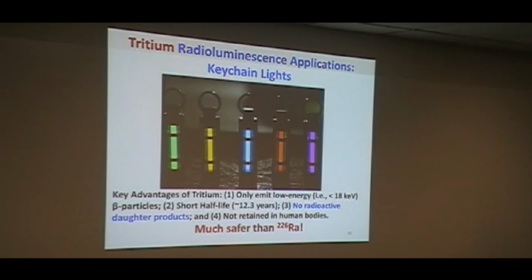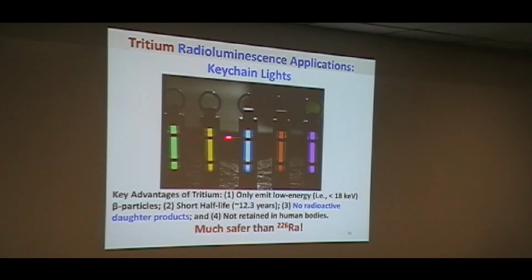If you recall on that big decay chain I showed, there were lots of other species formed. Most of those are radioactive. Tritium decays into helium-3. It's inert, it doesn't do anything. So it doesn't generate more radiation. And so it's much safer.